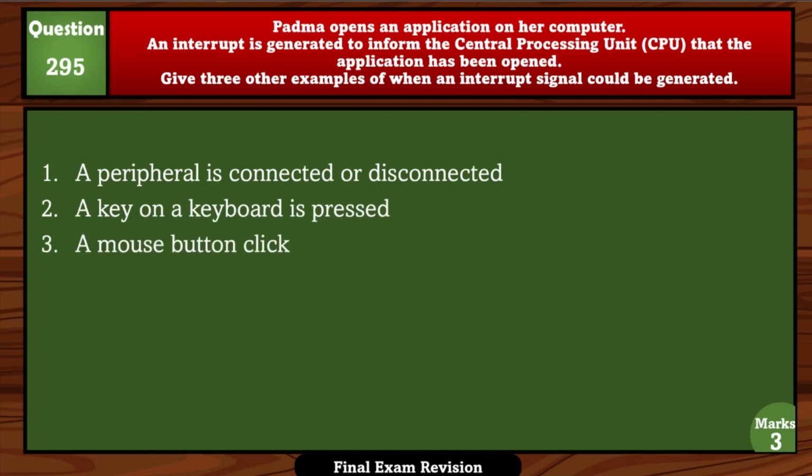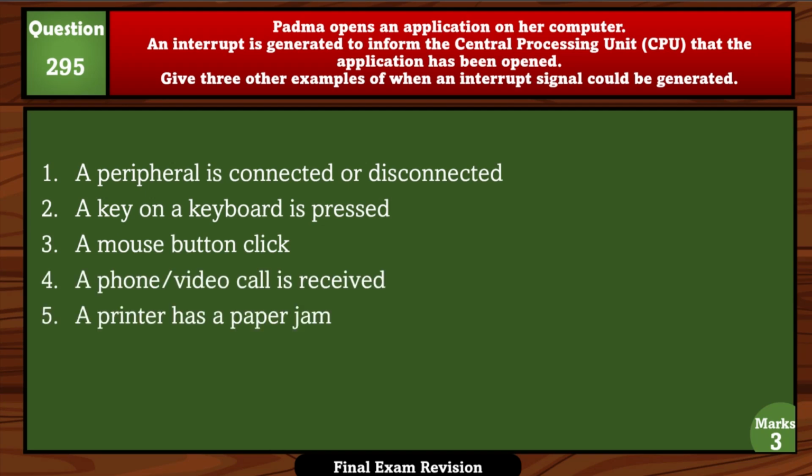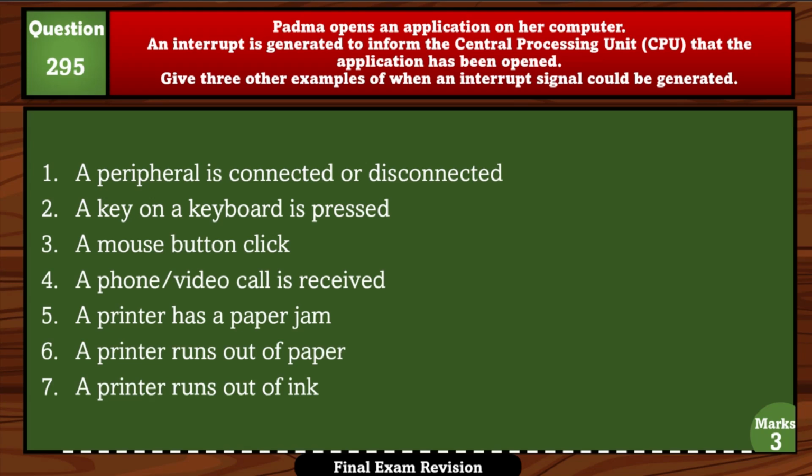Number three, a mouse button click. Number four, a phone/video call received. Number five, a printer has paper jam. Number six, a printer runs out of paper. Number seven, a printer runs out of ink.